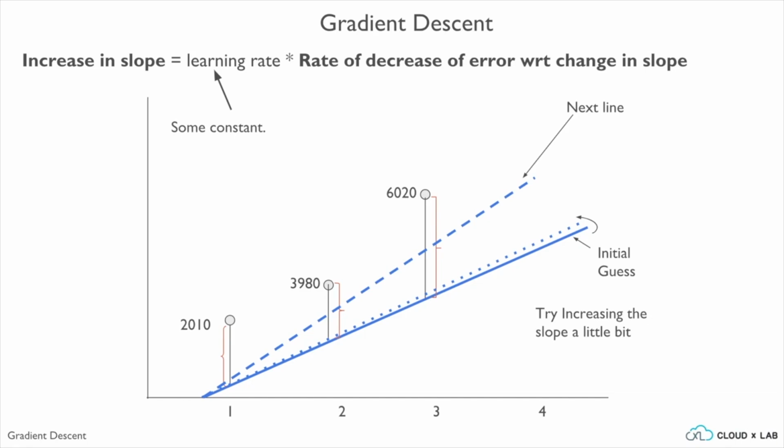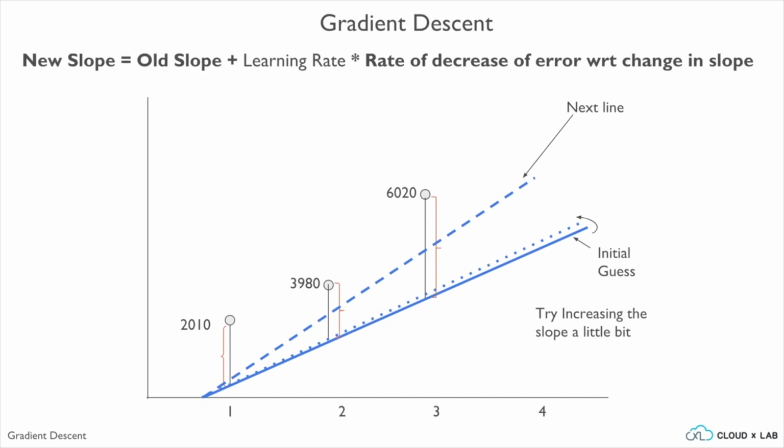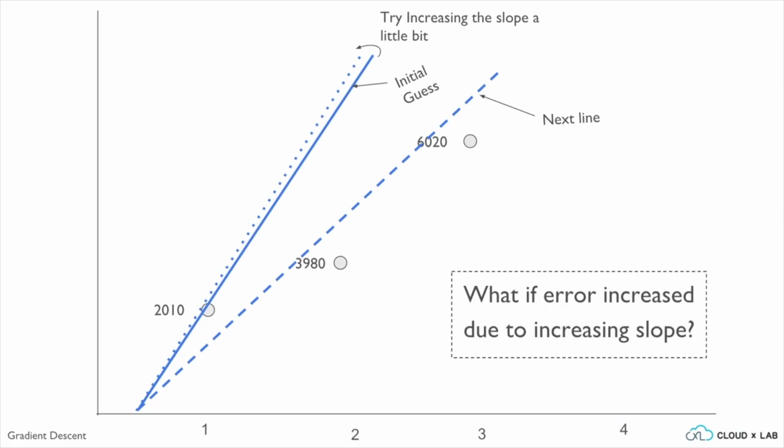Please note that this decrease in error is with respect to the change in slope. So now we can say that the new slope is equal to old slope plus the change. And the change is learning rate, which is some constant number, multiplied by the rate of decrease in error. If the error is increasing with increasing slope, we decrease the slope as in the diagram. This method is called gradient descent.